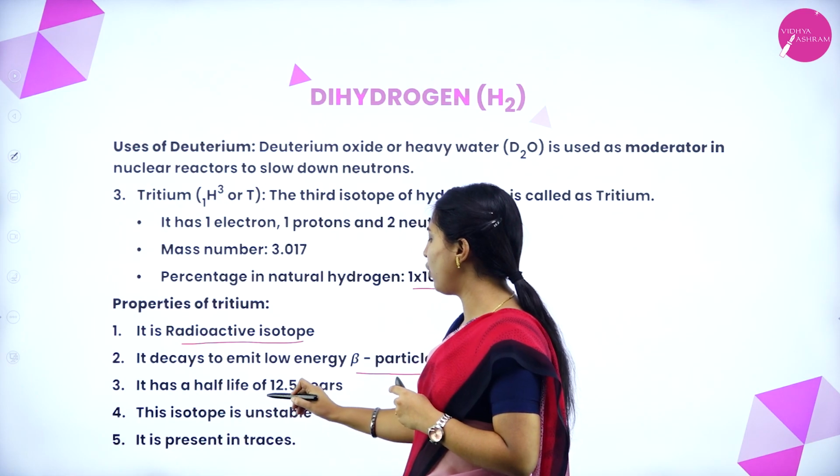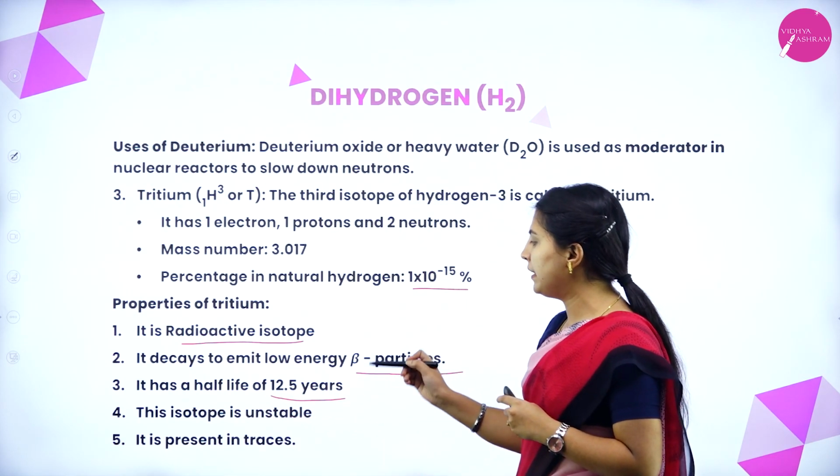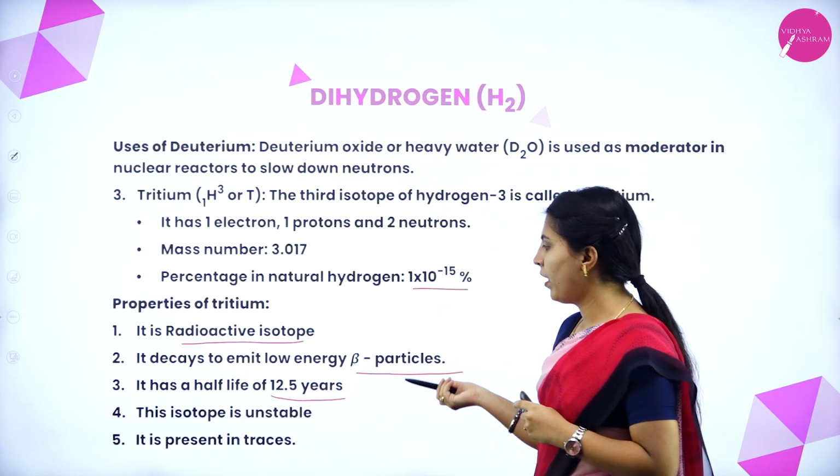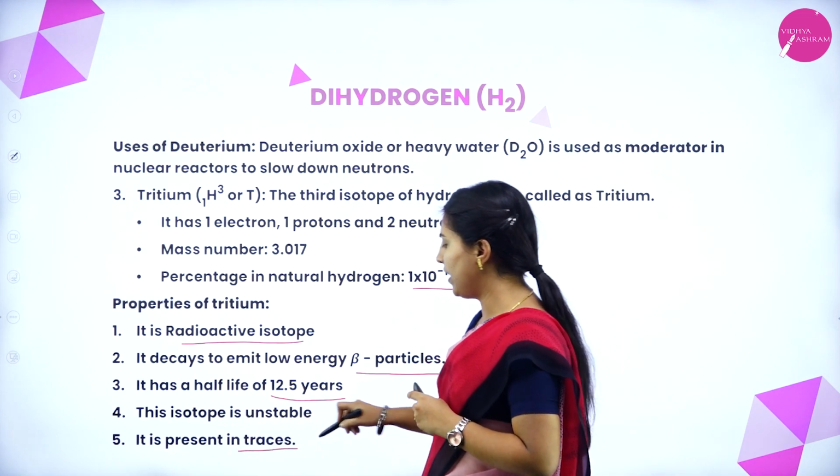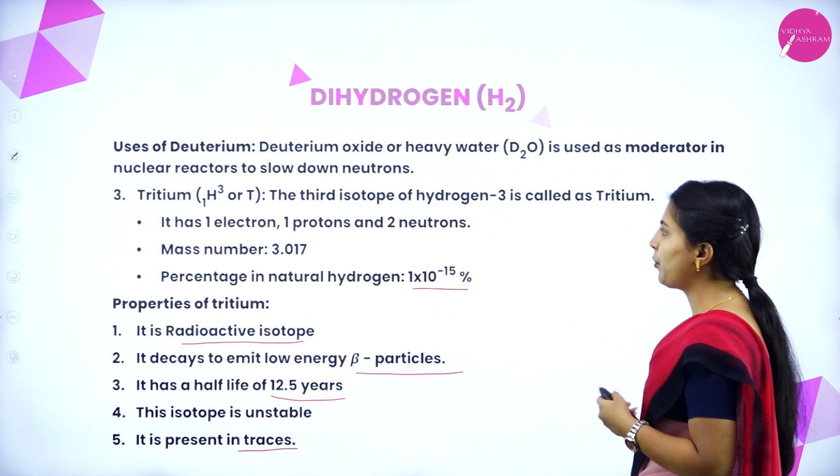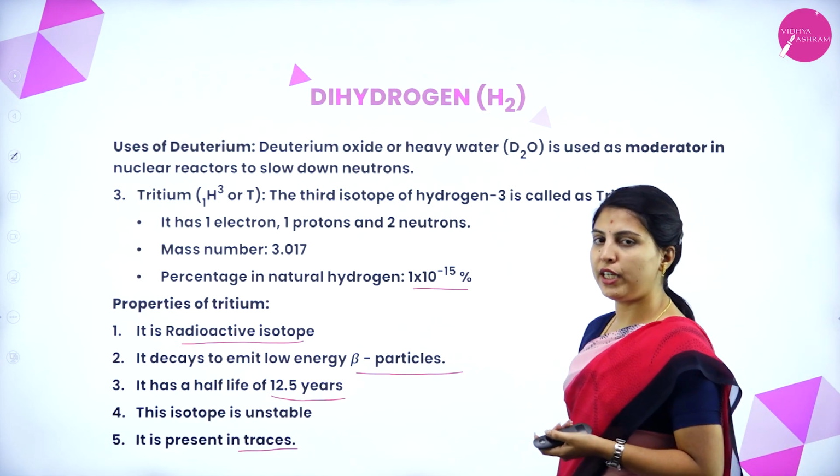It has a half-life of 12.5 years. This isotope is unstable and it is present in very small traces. These are the properties of the isotopes of hydrogen.